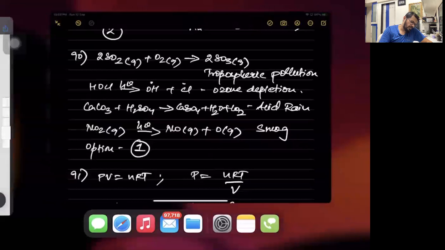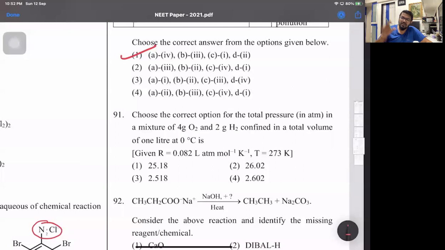91. This was also one from the exercise questions from states of matter. All right. These are all very similar questions. Only what they have changed is the variables. Otherwise, the whole thing is same. Total pressure with a mixture of 4 gram oxygen and 2 gram hydrogen in a total volume of 1 liter at 0 degrees centigrade will be. This is direct. Add the moles, PV is NRT. That's it.